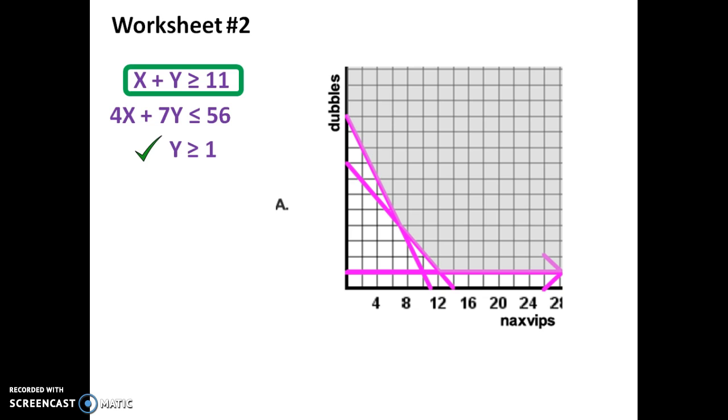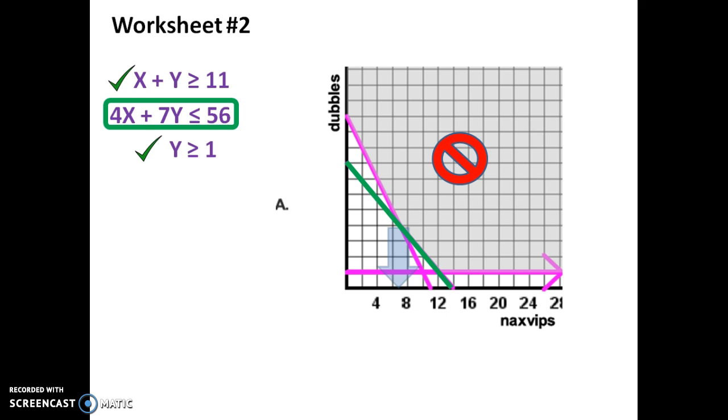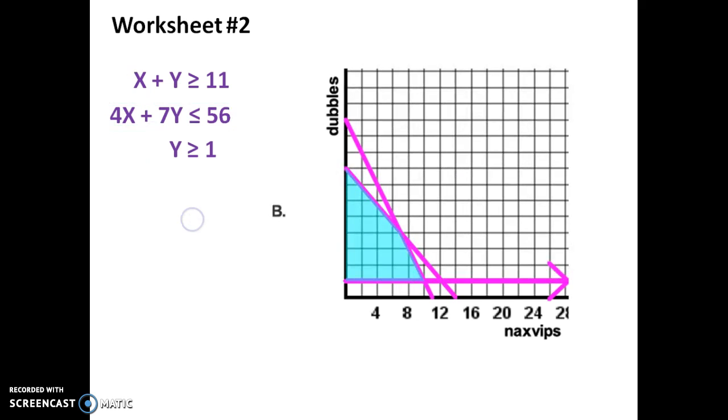x plus y is greater than or equal to 11. So we have this line. We need to be shaded above, and we are, so we've satisfied this inequality as well. Finally, we have 4x plus 7y less than or equal to 56. We have this line. We should be shaded below, but here we are not. So therefore, this is not the appropriate graph for this inequality.